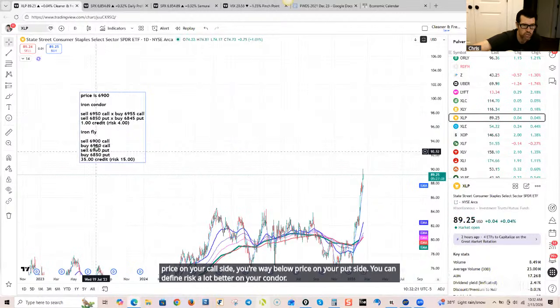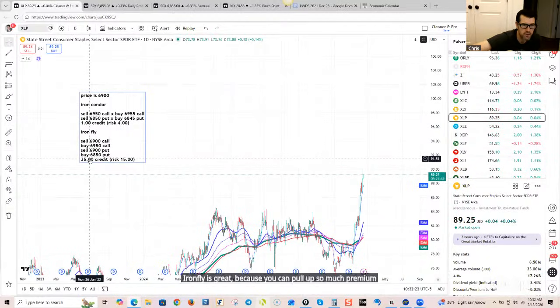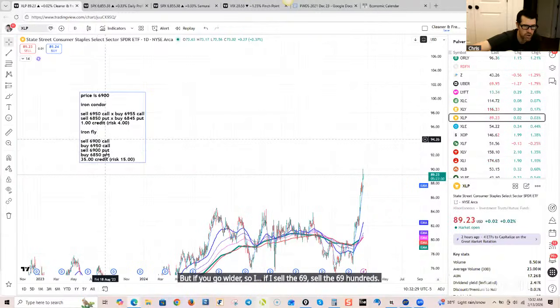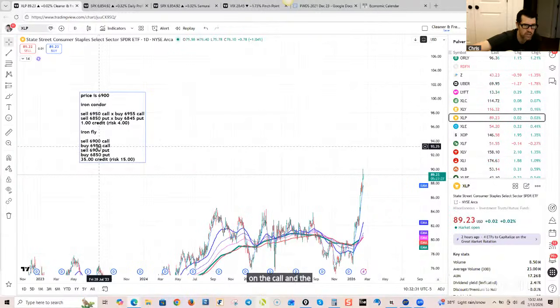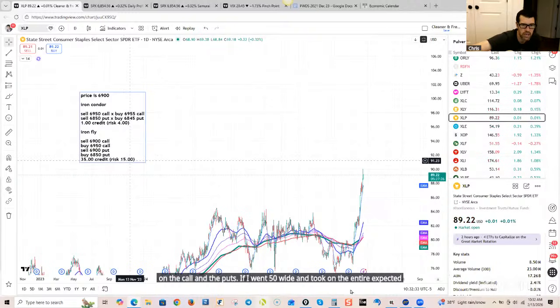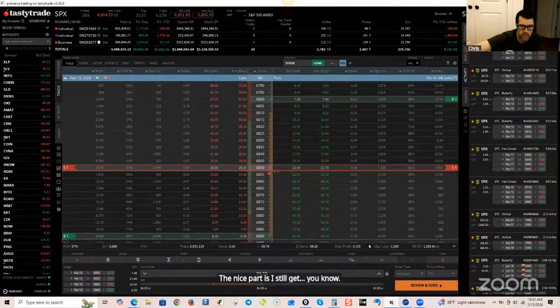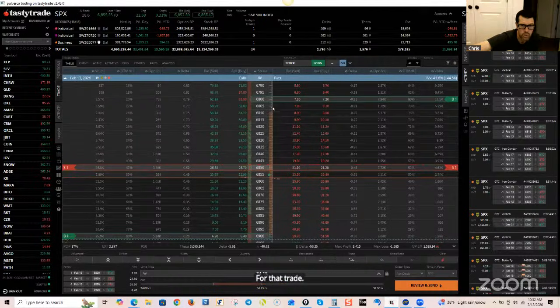Iron fly is great because you can pull up so much premium up front. But if you go wider, so if I sell the 6900s on the call and the puts, if I went 50 wide and took on the entire expected move, the nice part is I still get a trade that's over 2 to 1. Iron flies are great, but what do you need for that trade? You need the market to stay inside of that window.